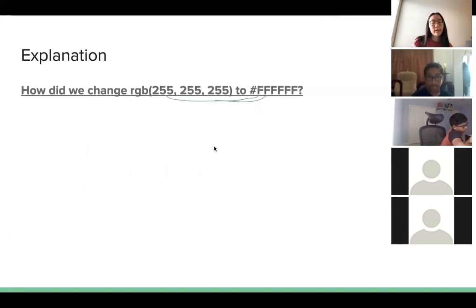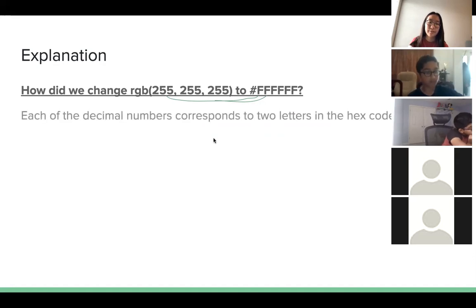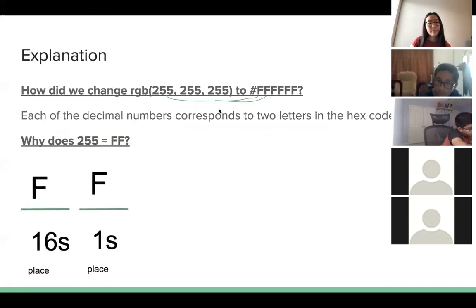Okay, so how did we get from that red, green, blue color code into that hexadecimal color code? Each of the decimal numbers corresponds to 2 letters in the hex code. And also, why does 255 equal FF? Well, we have an F in the 16's place and an F in the ones place. And so from your notes, what does F equal?